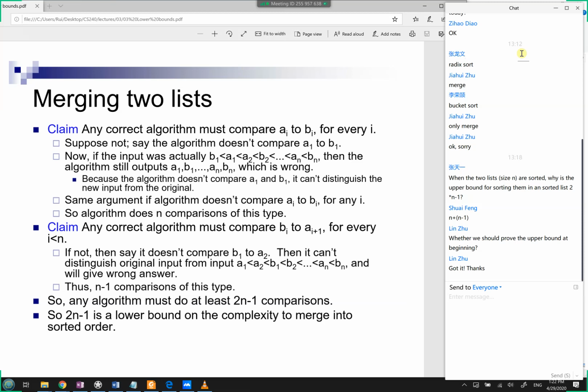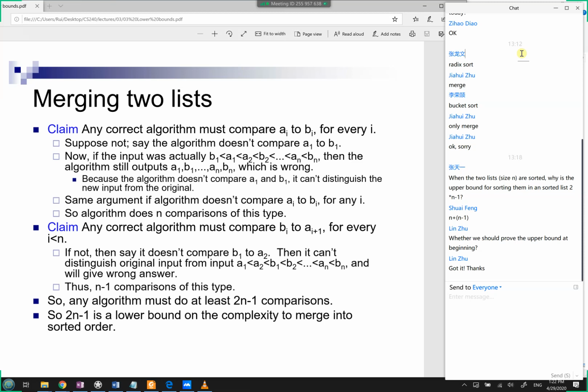Okay, so let me ask you guys a question. We showed that you have to do these two types of comparisons, right? AI with BI, and then BI with AI plus 1. Now, can we show other types of comparisons that you have to do? For example, suppose I want to show that you have to compare A1 with B3. This is actually not true. For a merging algorithm, it does not have to compare A1 to B3. But why not?